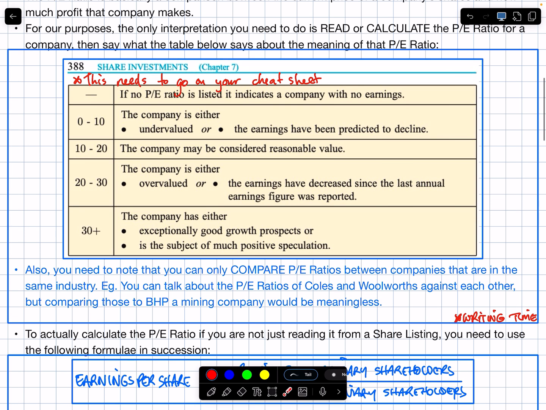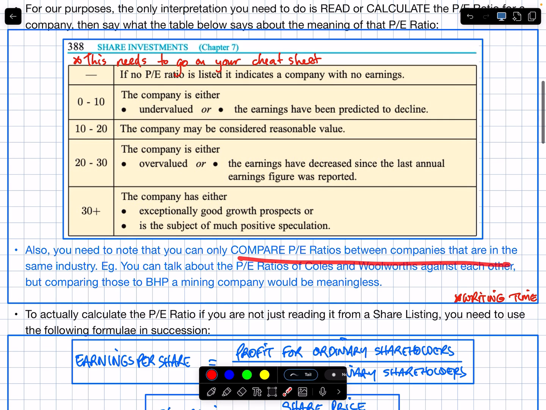The only extra note that you need to add is you're only allowed to compare PE ratios between companies that are similar industries. So if I've got a PE ratio of Coles versus Woolworths, are they similar industries? So it's fair to compare them. But if I've got a PE ratio of Coles and BHP, which is mining, the comparison doesn't mean anything, okay? So just get down what you need of that, shortened versions of each of these sentences, and the note about you can only compare PE ratios when they're similar industry. The maths comes next.